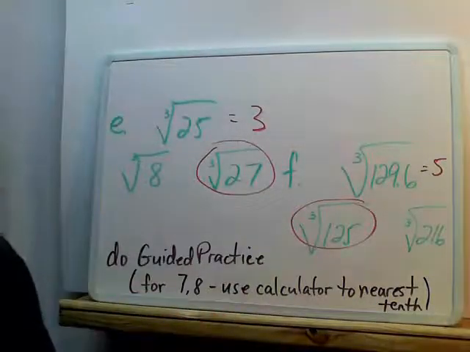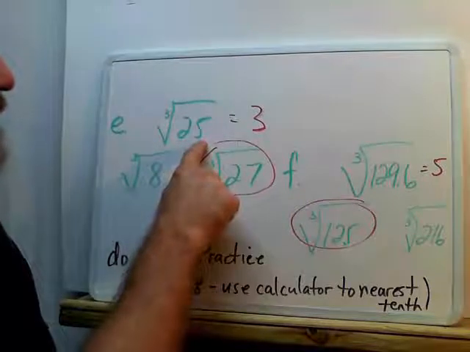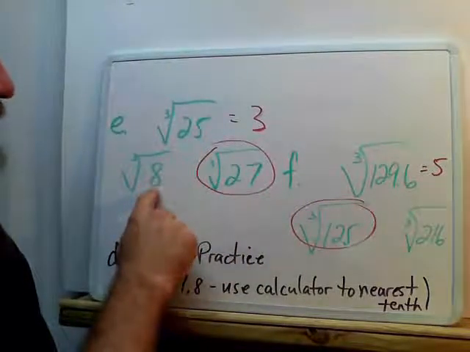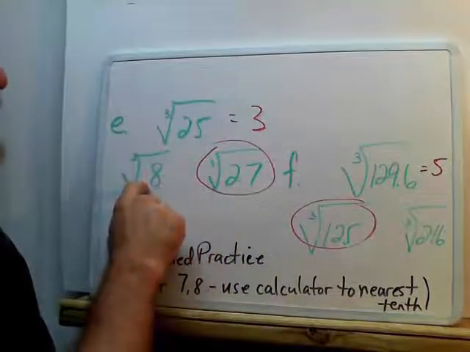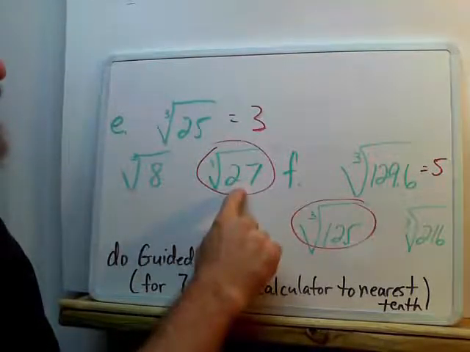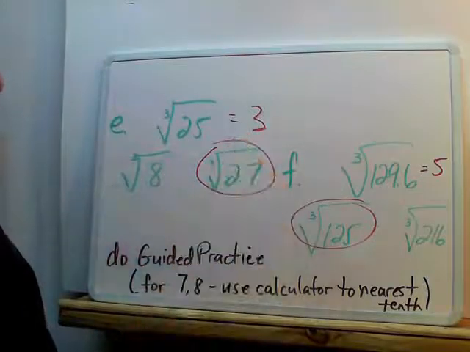Letter E, cube root of 25. Below that, we have the cube root of 8, and above it, we have the cube root of 27. This is 2 and this is 3. Much closer to the cube root of 27, so we use 3.